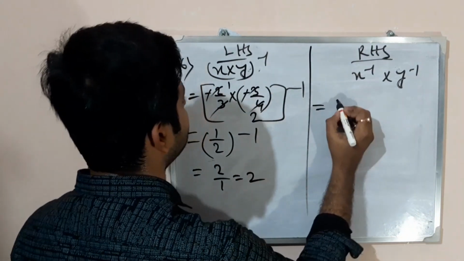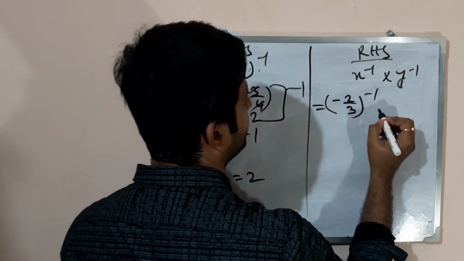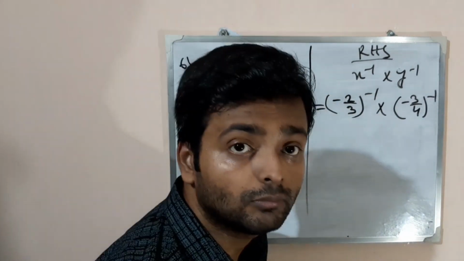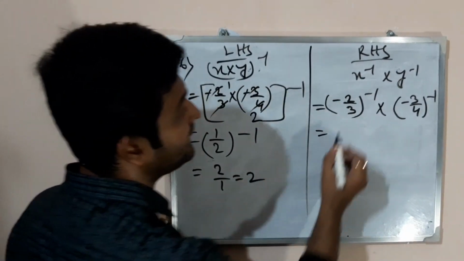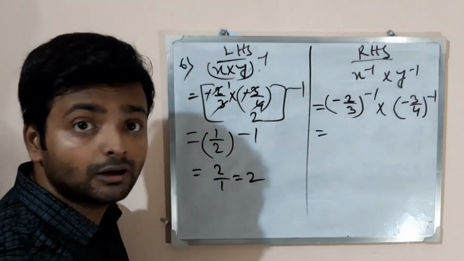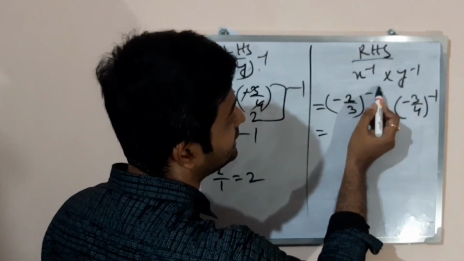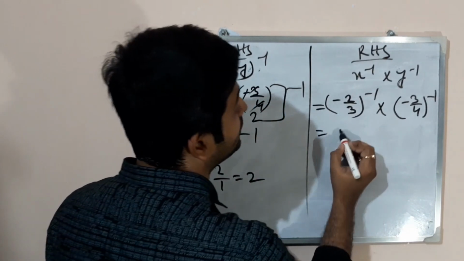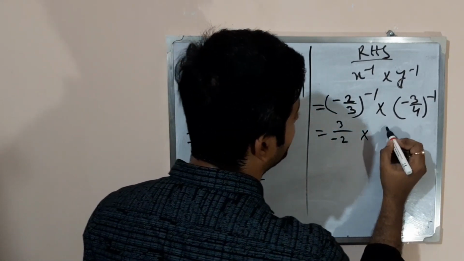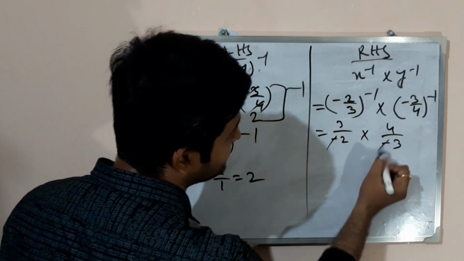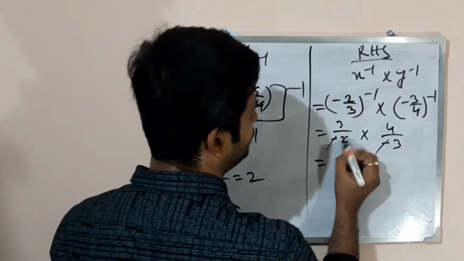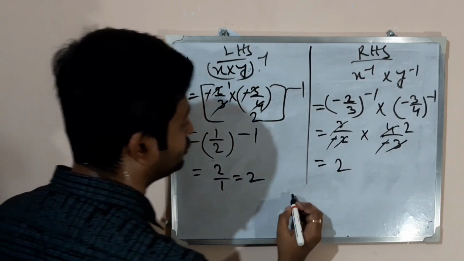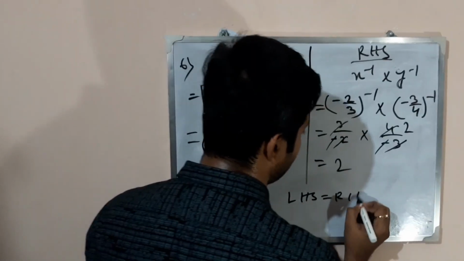Now this side: -2/3 whole to the power -1 into -3/4 whole to the power -1. So what to do? See, this is a single rational number, so you can convert it into its reciprocal number. This -1 denotes the reciprocal. Upside down, so that is 3/-2 into 4/-3. Now you can see minus minus cancel. So 2 2s are 4, 3 3s cancel. So 2. So here it is also 2. The right hand side is also 2. So LHS equals RHS, verified.